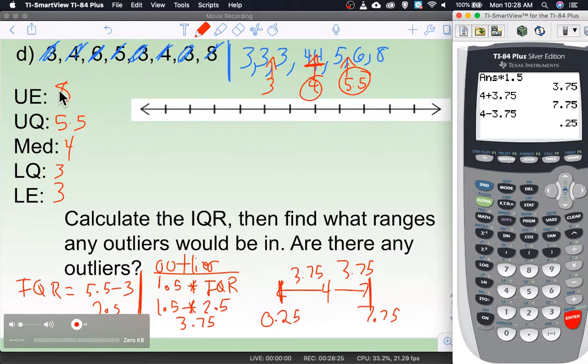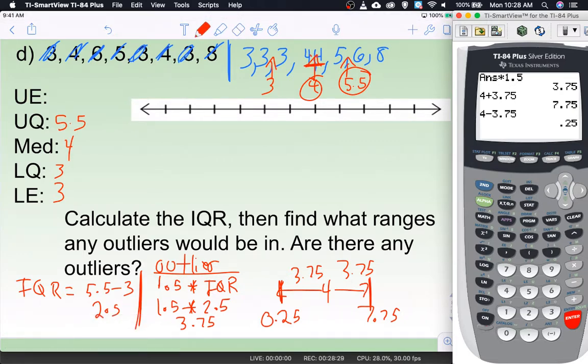He is no longer our upper extreme. He's been kicked out of the club. Our upper extreme is now going to be 6. 8 is an outlier.